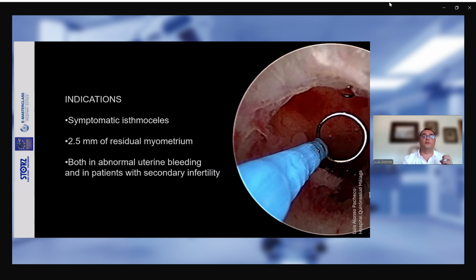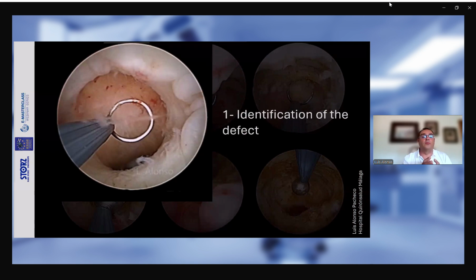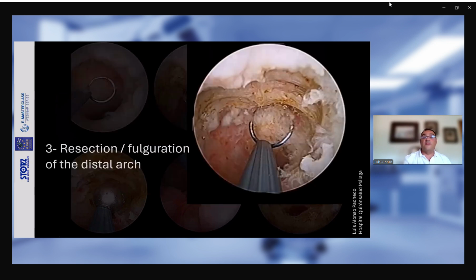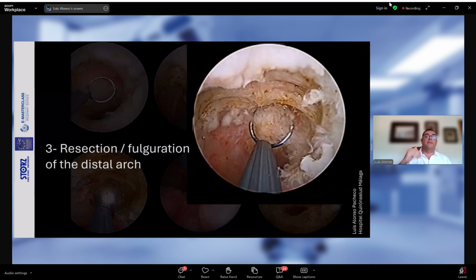I prefer to perform this technique, and I think that today it is mandatory, with miniaturized instruments, the mini resectoscope, because we avoid the dilation of the cervix that can affect the normal anatomy of the niche and make it more plain. In this case, we have to follow 5 steps. First, identification of the defect and visualization of the proximal and the distal part of the niche. Second, resection of the proximal arc. Then there are variants. We can fulgurate, or we can resect the distal arc.